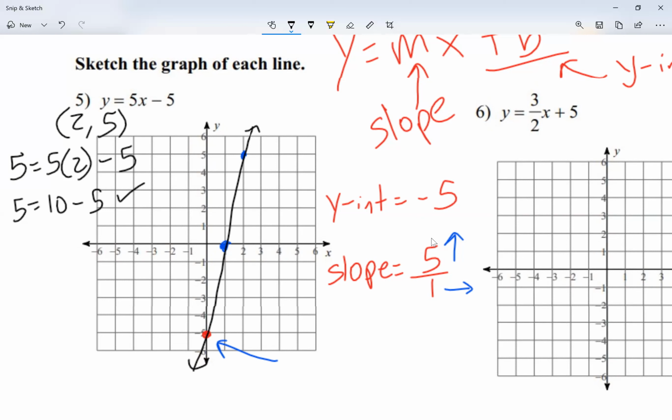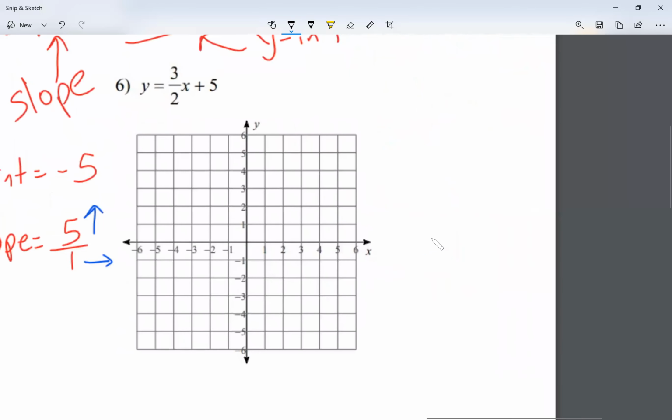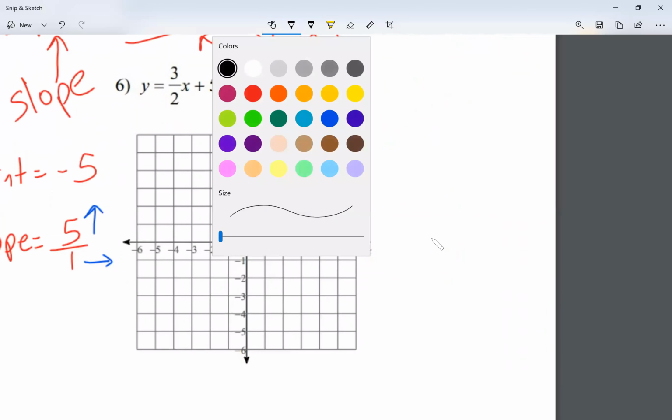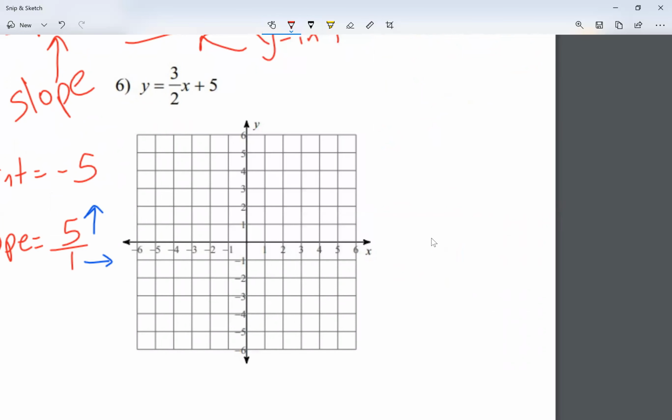Any point on the line will give me a true statement. All right, let's take a look at question number 6. So I'm going to say my y-intercept is 5. On the y-axis, I'm going to write a 5. Boom, there you go, it's easy.